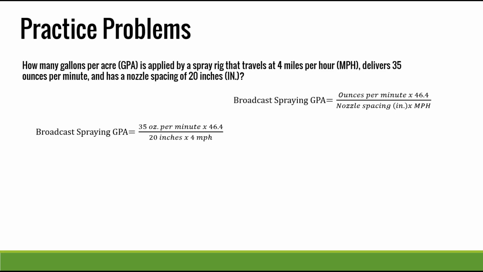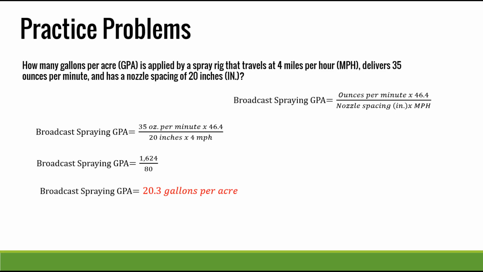35 ounces per minute multiplied by 46.4 divided by 20 inches multiplied by 4 miles an hour. To simplify this, we get 1,624 divided by 80, which gives us 20.3 gallons per acre.